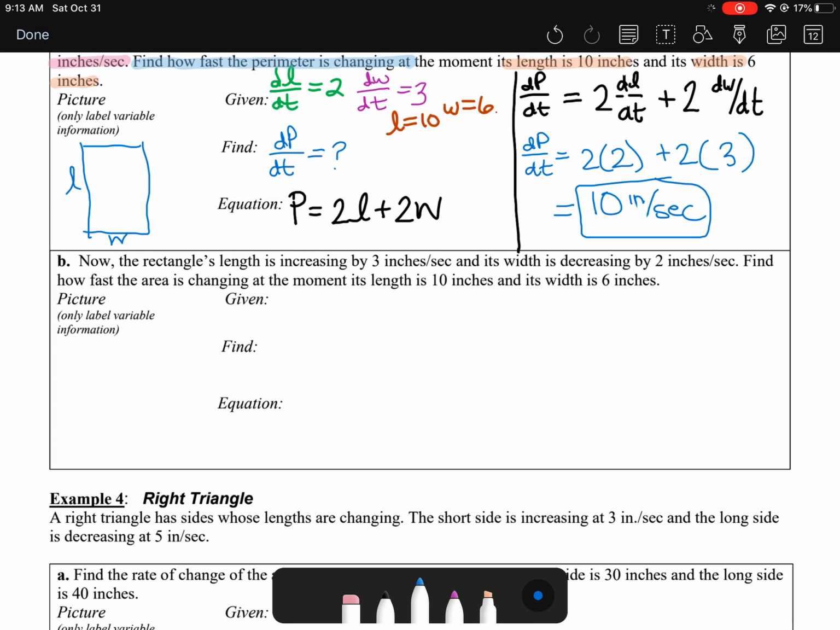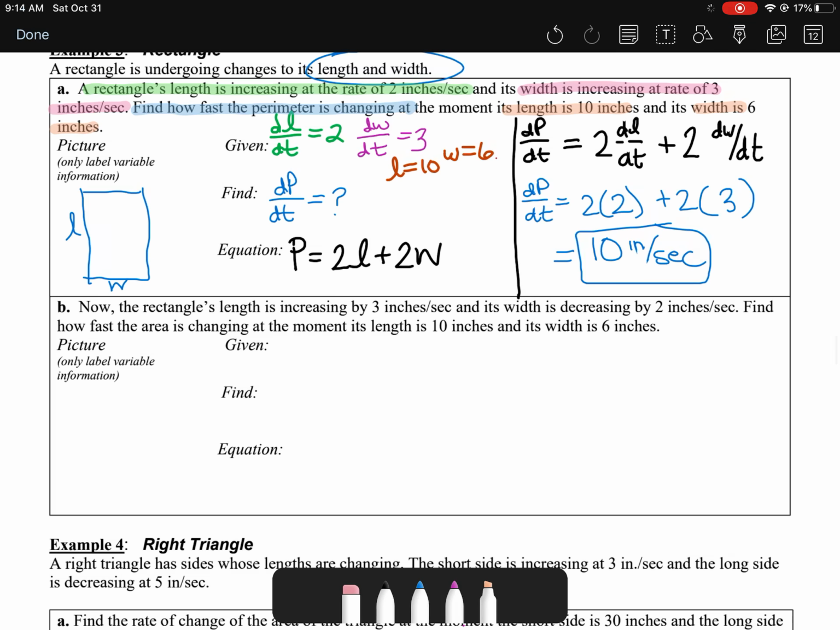Okay, so let's go to B. So now the rectangle's length is increasing by 3 inches per second and its width is decreasing by 2 inches per second. Find how fast the area is changing at the moment its length is 10 and its width is 6. Okay, so we have the same picture, so I don't need to redraw my picture.